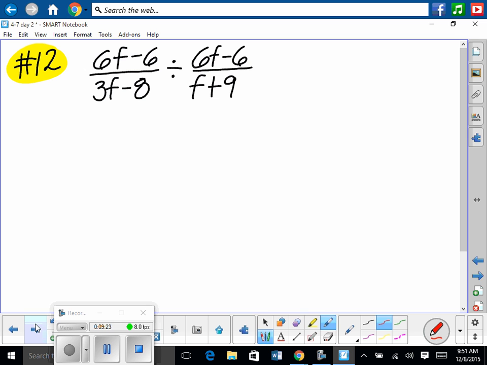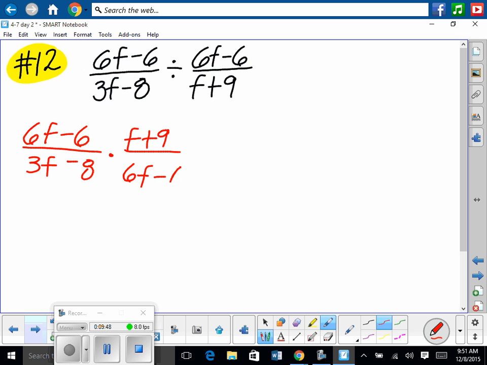Okay, sir. 6f minus 6 divided by 3f minus 8, and we're dividing that by 6f minus 6 over f plus 9. Dividing fractions is easy as pie. Flip the second fraction and multiply. So we're really doing 6f minus 6 over 3f minus 8 times, flip the second one, so f plus 9 goes on top, divided by 6f minus 6, right?